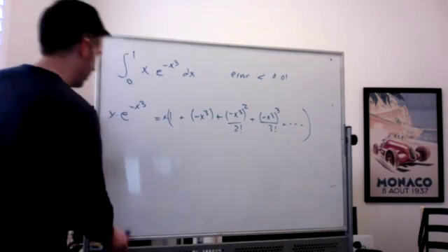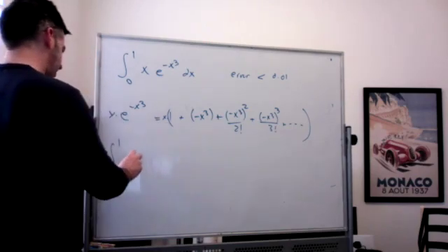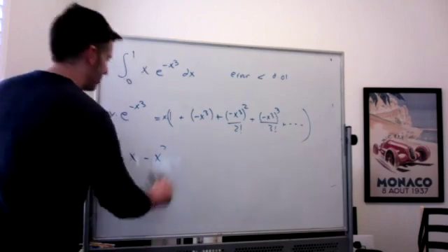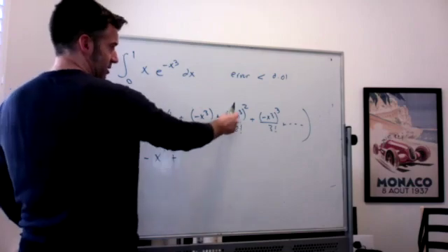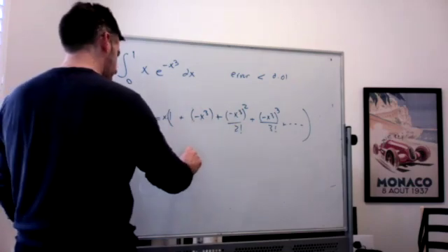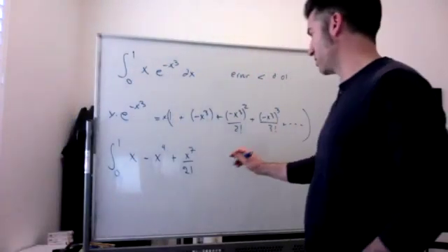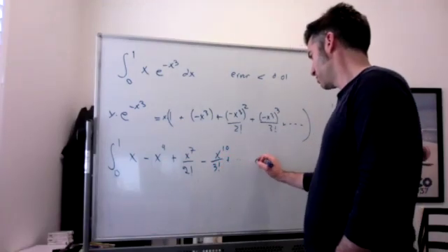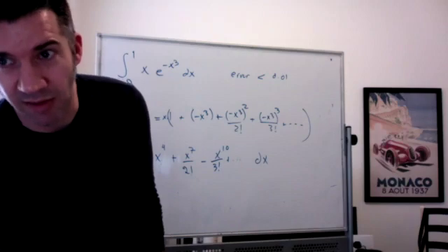So here's what we've got: the integral from 0 to 1 of this whole thing. That's looking like x minus x to the 4th plus x to the 7th over 2 factorial. So my power is increasing by 3 every time. Then minus x to the 10th over 3 factorial. So the problem is, how do I know how to bound the error here? How do I know how many terms I need to use to bound the error?